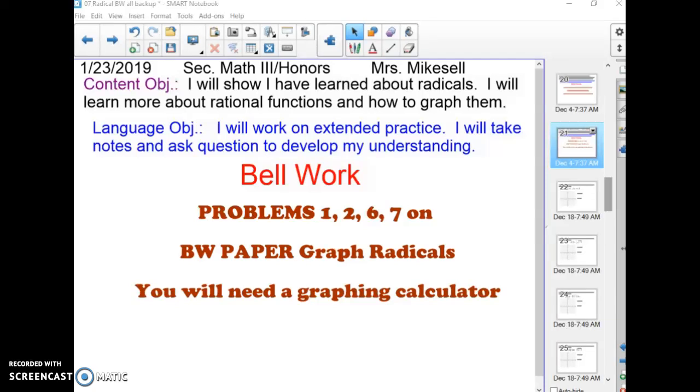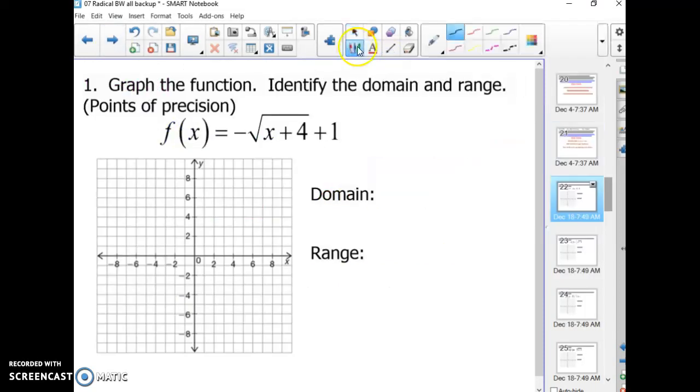All right, guys, we're going to go over bell work problems 1, 2, 6, and 7. Problems 1 and 2 are square root functions. So I'm coming over here. I'm going to plot these, and I'm not going to use a graphing calculator. This is 3 transformations. To the left 4, up 1.